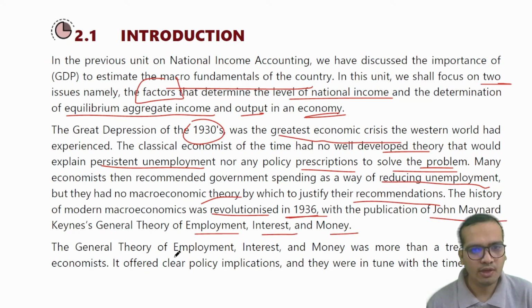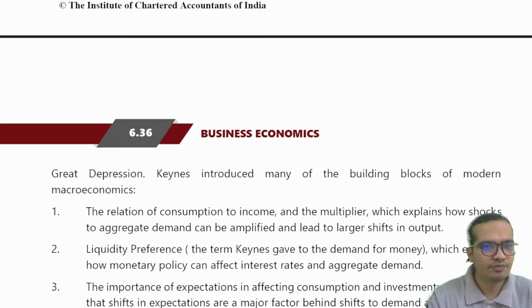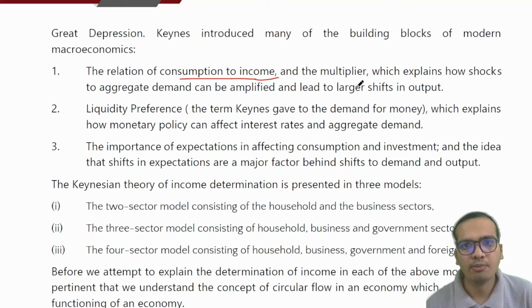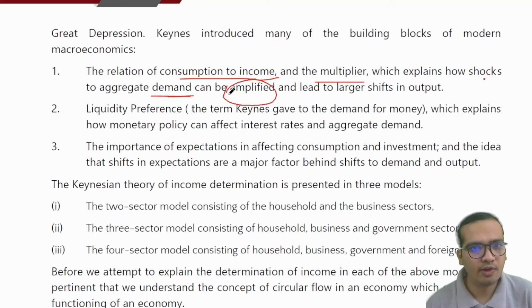The General Theory of Employment, Interest and Money was more than a treatise for economists. It offered clear policy implications, and they were in tune with the times of the Great Depression. Keynes introduced many of the building blocks of modern macroeconomics. First, the relation of consumption to income, I will mark it, and the multiplier, which explains how shocks to aggregate demand can be amplified and lead to larger shifts in output.